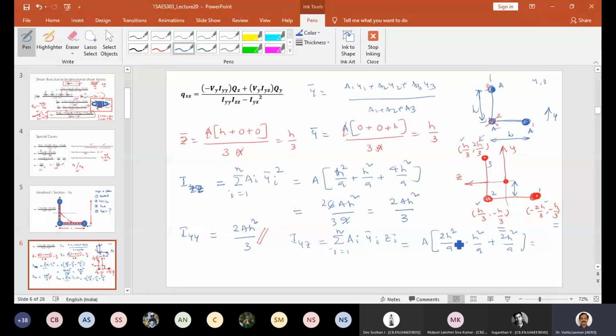That means I am going to get 4 plus minus 3. It is 3AH squared divided by 9. That means 1 by 3. So Iyz is AH squared by 3. So I got Iyy, Izz and Iyz. That's it. Now you have to substitute in this, but the only thing is you have to know how to find Qy and Qz. That you are going to see in the next slide.